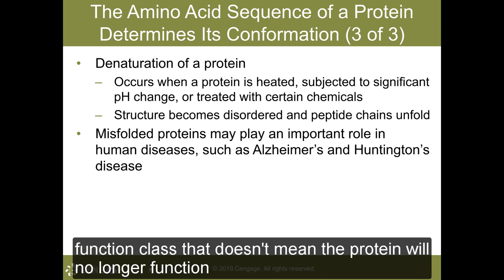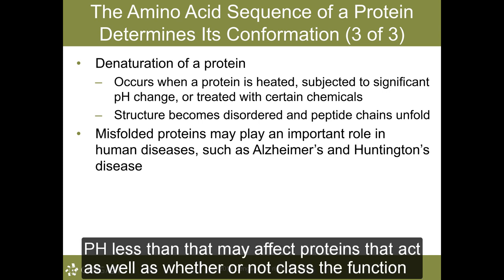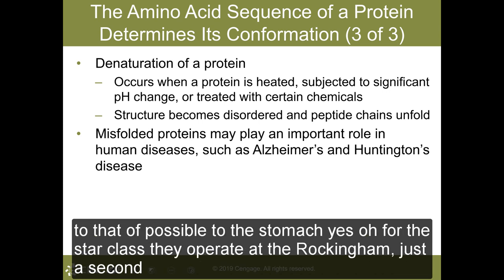And, of course, if it has lost structure and function, class, that does indeed mean the protein will no longer function. pH, class, can definitely affect proteins, as well as whether or not they will function. So if you think of the class of proteins that are in the stomach, those proteins, class, operate at their optimum.